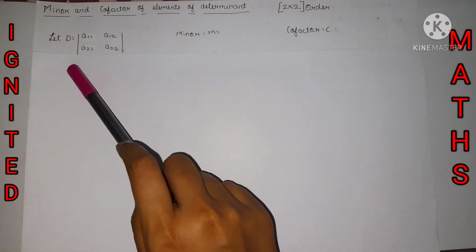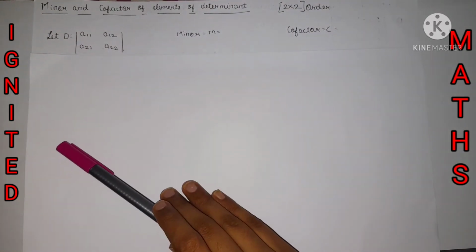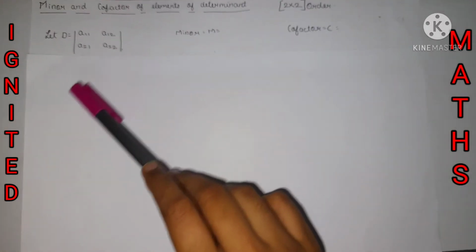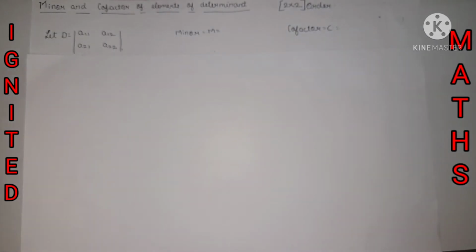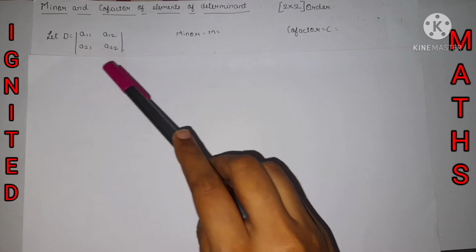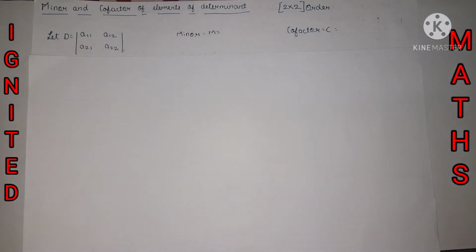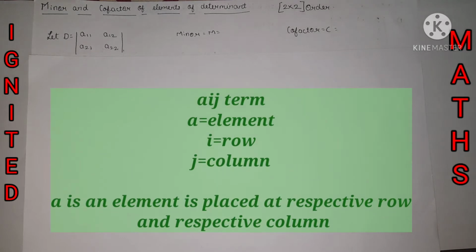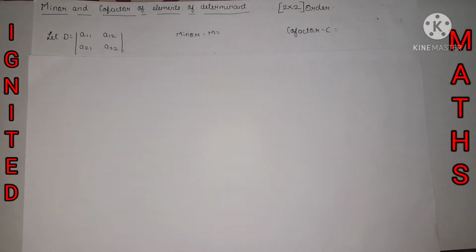Okay, now the determinant will be given with the respective row and respective column mentioned, of 2 cross 2. Now for the explanation, we have taken A11, A12, A21, A22. All these element terms occur from the Aij term. The Aij term says that A is an element, i means the row and j means the column, and element A should be placed at the respective row and the respective column. This is what the Aij term says.